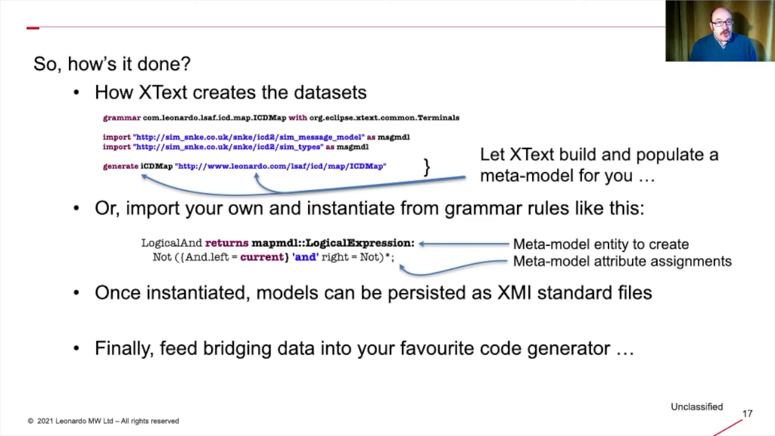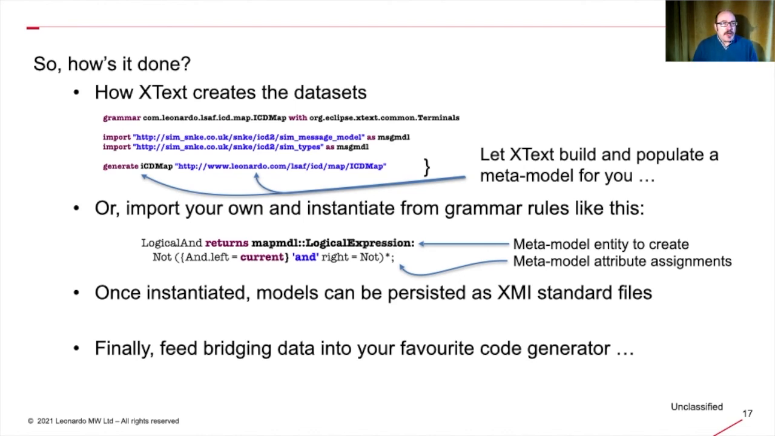So finally, having got that data, you just feed that into your favourite code generator. Our favourite one is Epsilon from the University of York. Highly recommended. It does transformations for both model to model and model to text, so you can do code generation with it.